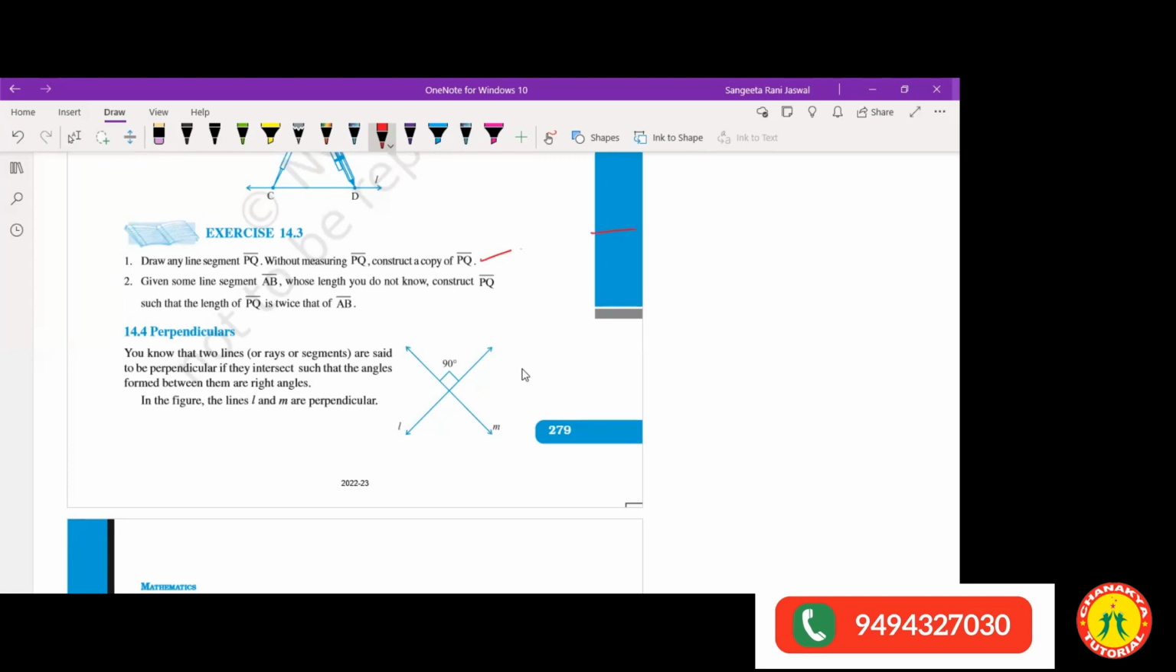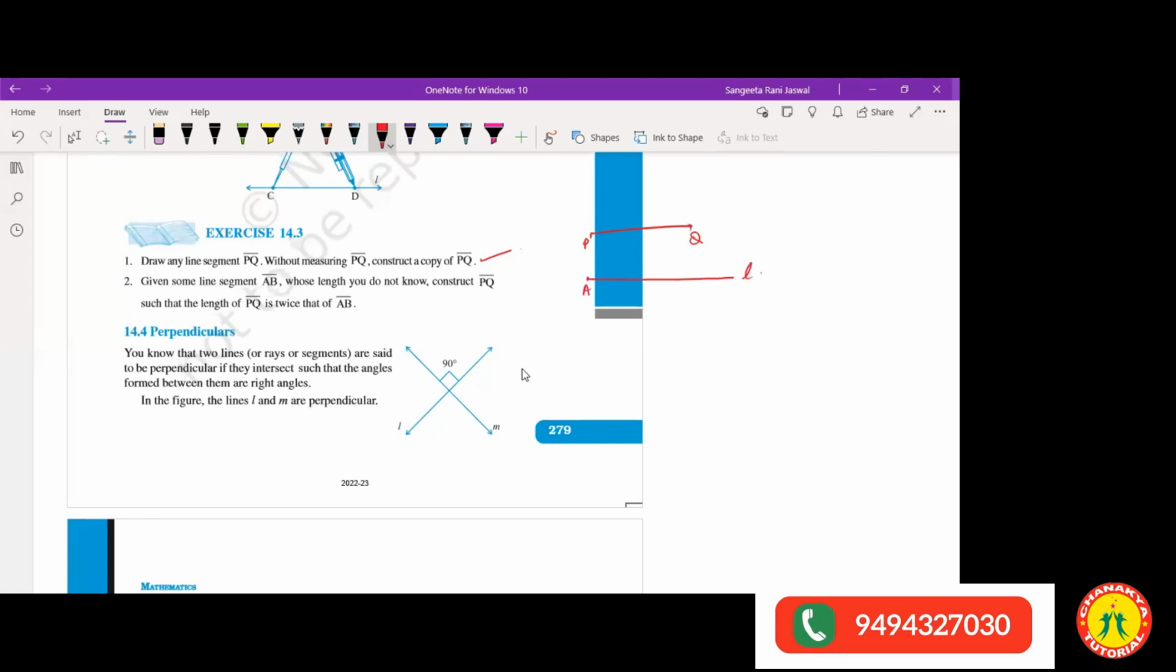Now suppose this is my line PQ. I don't know what the measurement is. This is one line PQ. Then in my next step, I'll make another line L, just another line, and this is some point A here, the starting point. Now, how will I make a copy of this?